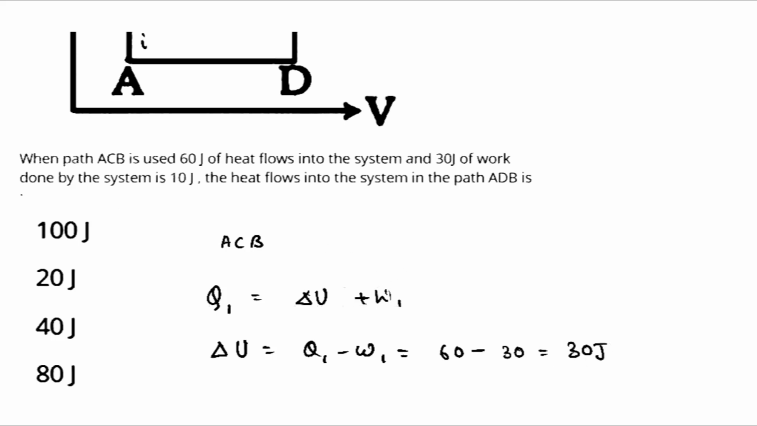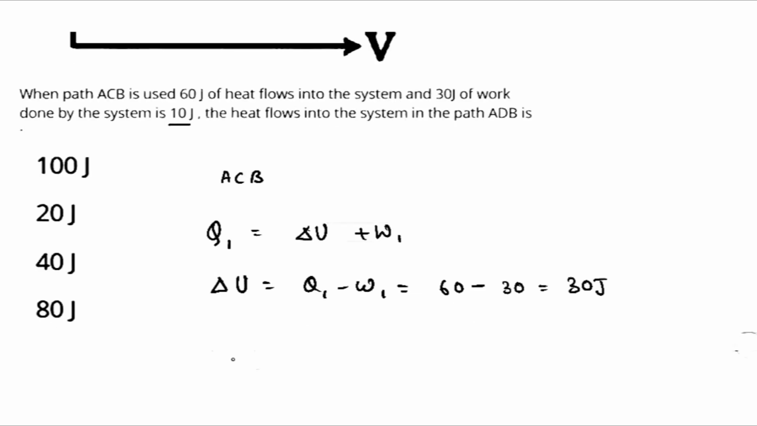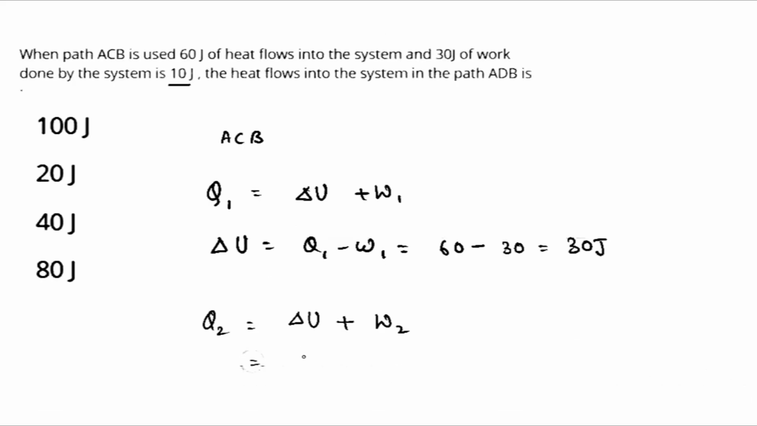Now, in the second case, if you see, the internal energy change will remain the same. Work done is given, it is 10 joule. So I will write down heat given to the system is equals to change in internal energy plus work done by the gas. Work done by the gas is 10, change in internal energy is 30. It is 40 joule, and this is the answer of this question. Now you can check for the option, C is the correct one.